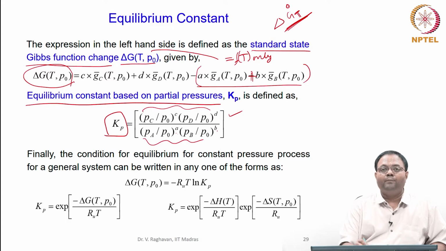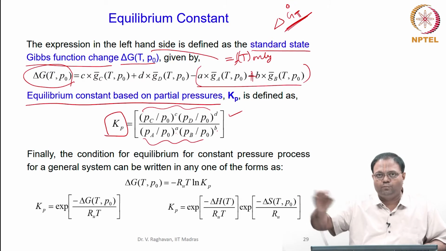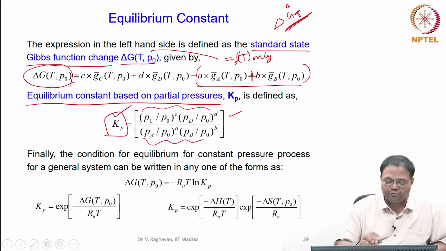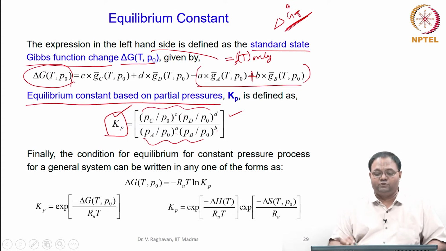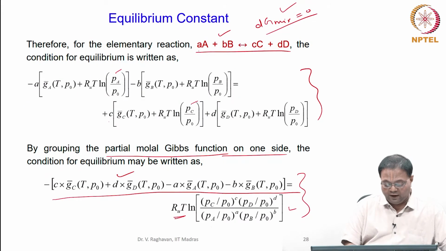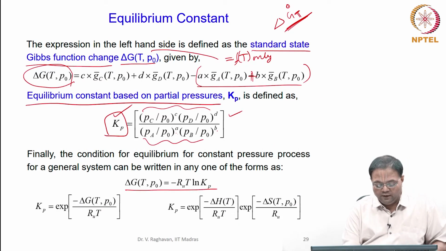So, this partial pressure ratio, the multiplication of all the products divided by the product of all the reactants, is called the equilibrium constant at partial pressure, Kp. Now I can write the previous big equation like this: delta G at T comma P naught equals minus R u T natural logarithm of Kp, which is this ratio, correct. So, this Kp is this.